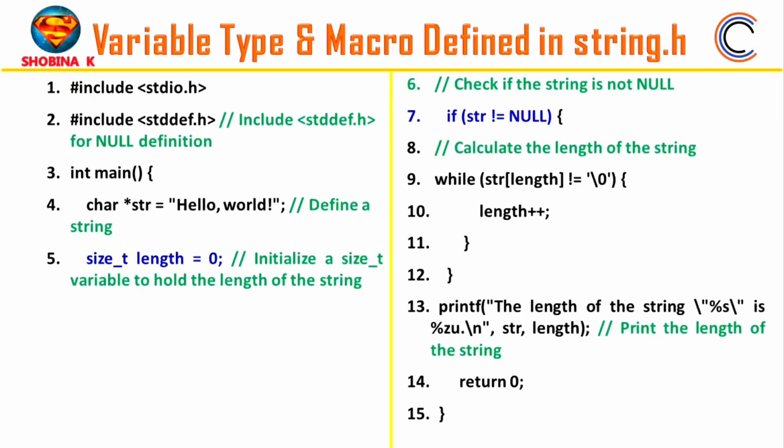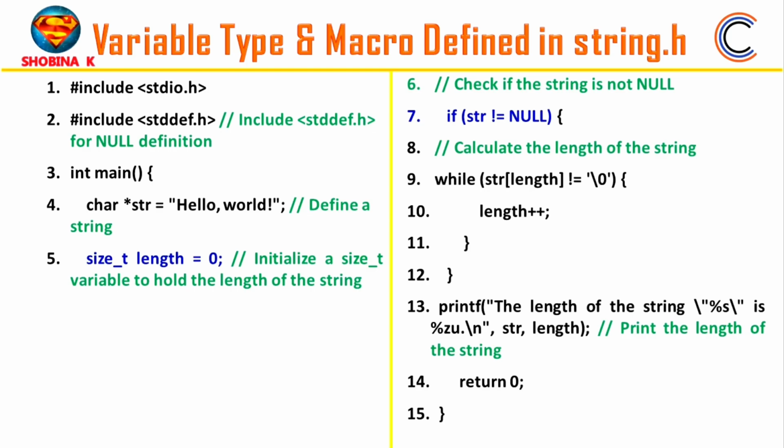Let's see an example. This program calculates and prints the length of the string "hello world" using the string length function. Also, it demonstrates the use of size_t for representing the string length and the NULL macro for checking the pointer validity. First, include stdio.h for standard input-output functions like printf. Next, we include stddef.h to use the size_t type and define NULL.